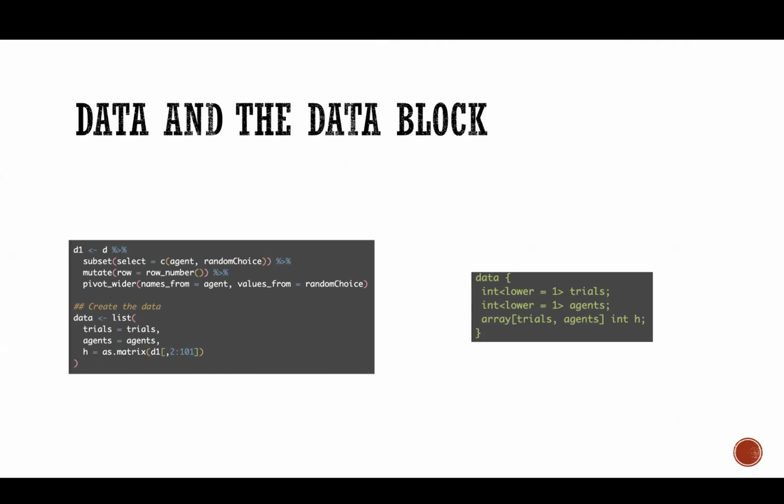Then we create the data for Stan. As before, we say what's the number of trials that each agent goes through, what's the number of agents, and then we give the choices as a matrix.